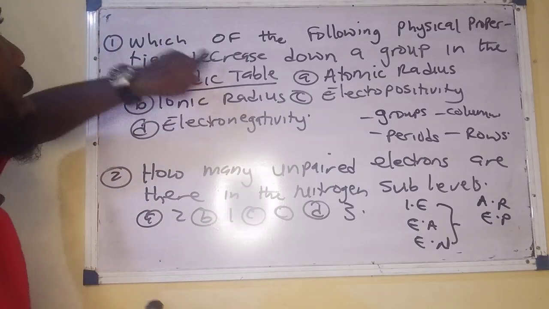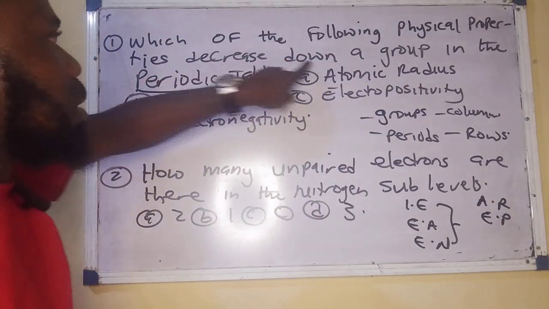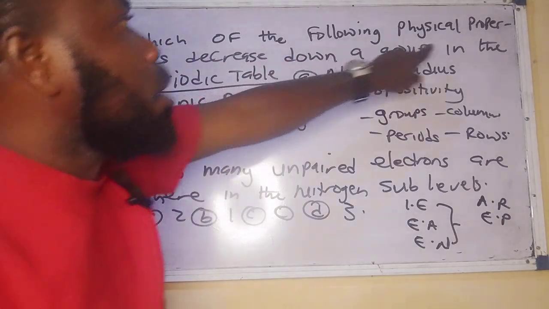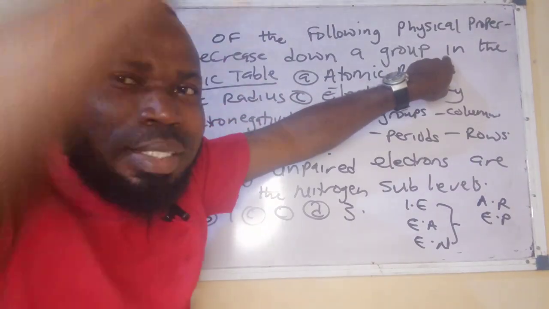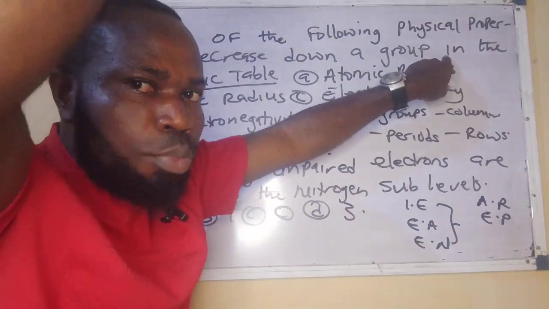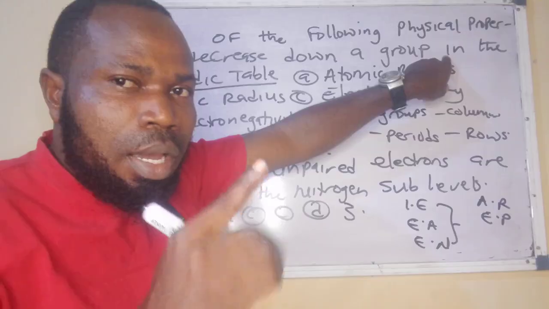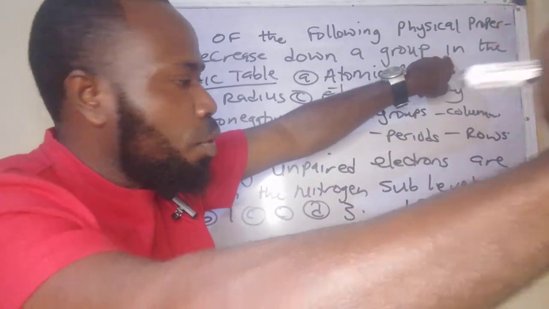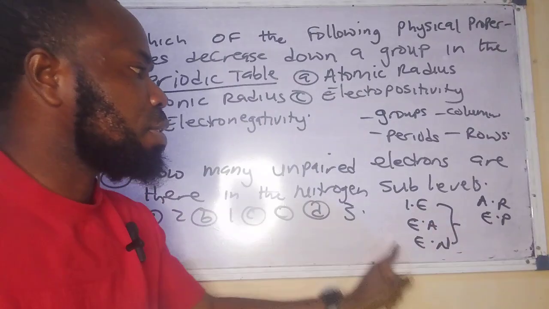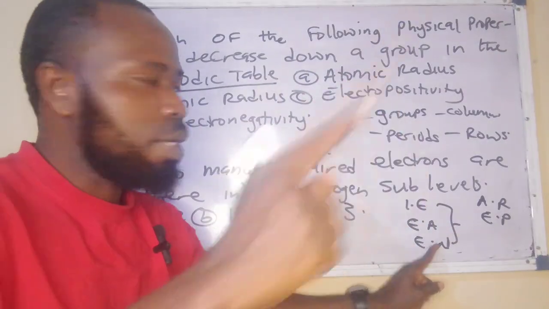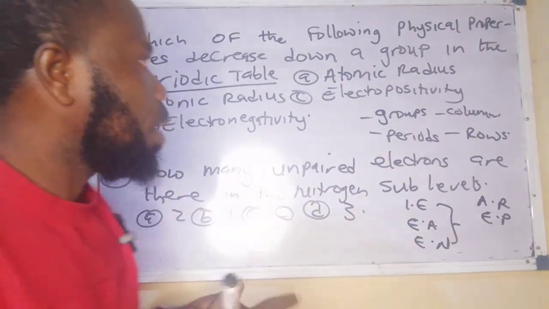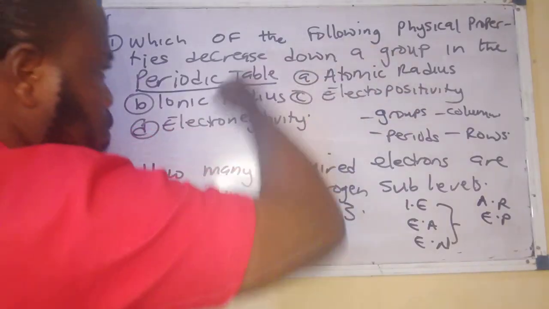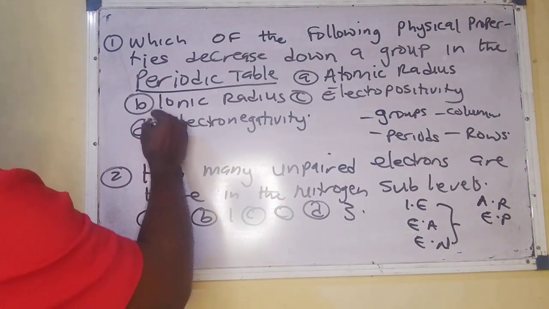Now, they said, which of the following physical properties decreases down a group? For it to decrease down a group, that means for it to decrease from top to bottom, that means the property will increase from left to right. That is to say, across the period. Now, these are the properties that increase from left to right, but decrease down a group. Now, look at these options. You can see here that the answer is what?